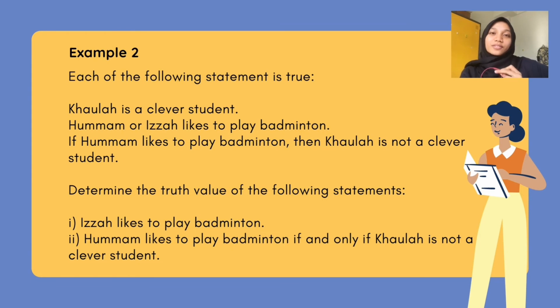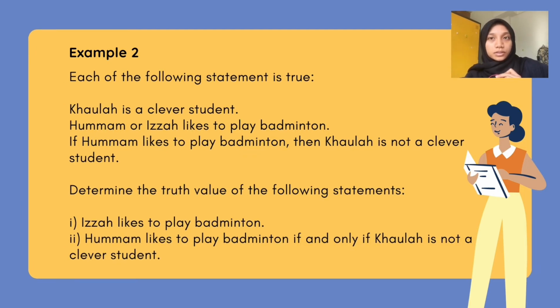Now let's move to question 2. The question is, each of the following statements is true: Kaula is a clever student, and Humam or Izzah likes to play badminton. If Humam likes to play badminton, then Kaula is not a clever student. So from this, we have to determine the truth value of the following statement: Izzah likes to play badminton and also Humam likes to play badminton if and only if Kaula is not a clever student.